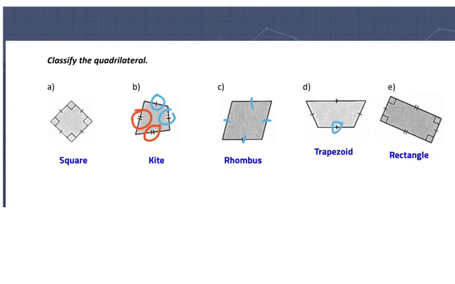Trapezoid, you can see the little arrows indicating parallel, so opposite sides are parallel, and then you have the two congruent, so this could actually also be an isosceles trapezoid if we wanted to get more specific. And then we have rectangle, opposite congruent sides that are parallel, opposite congruent, and four right angles.